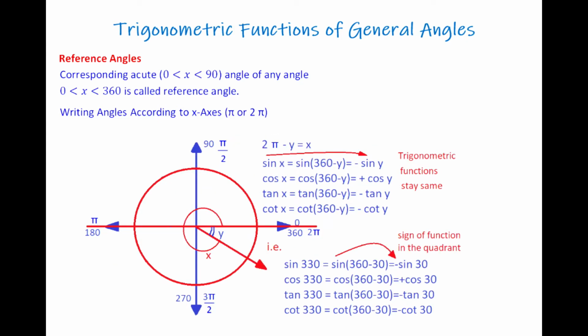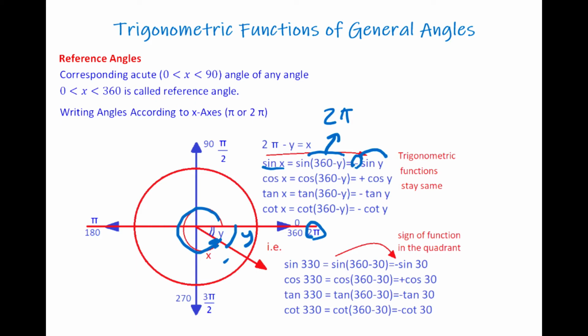And for the last case, for the x-axis, suppose that our angle is in the fourth region, like here. So we have sine of x. And how can we write that sine of x according to the x-axis? The x-axis means here 2 pi, right? So if you say this is y, then sine x is sine of 360, which is 2 pi, minus y. And then this is equal to sine y. And then, of course, we need to also take a look at the sign of the function, because sine is negative in the fourth region, that's why it's negative.